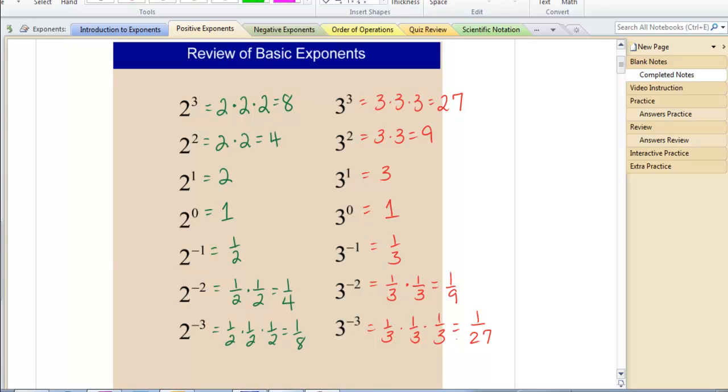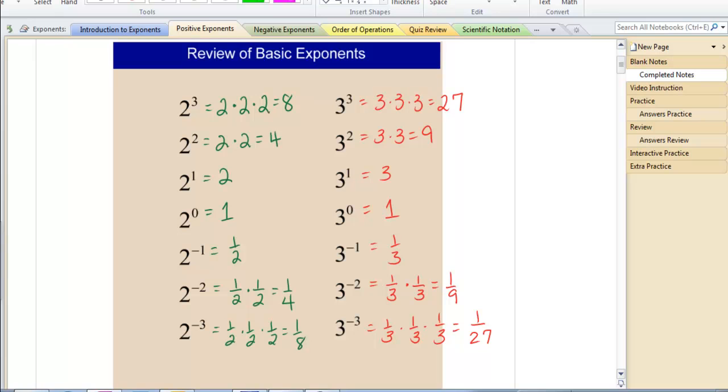Today we're talking about positive exponents and the rules for positive exponents. Let's start with a review of what we learned about basic exponents and what they mean. Just a quick review. Whatever number you have that's the big number, that's your base, and the number that's small and raised is your exponent. The exponent tells you how many times to multiply the base. For example, 2 to the third means multiply 2 three times.